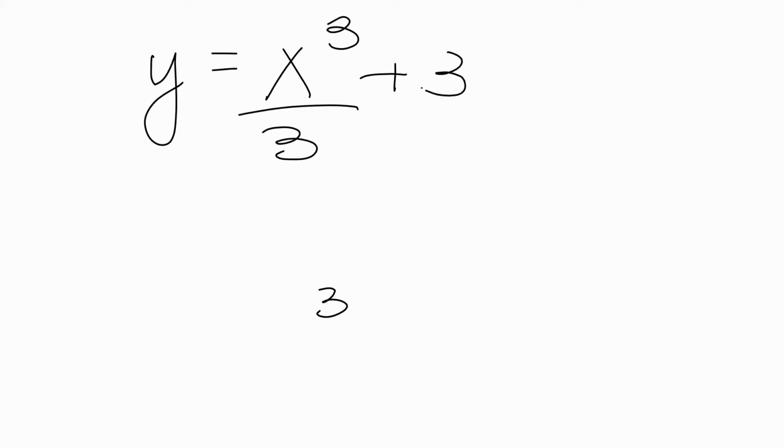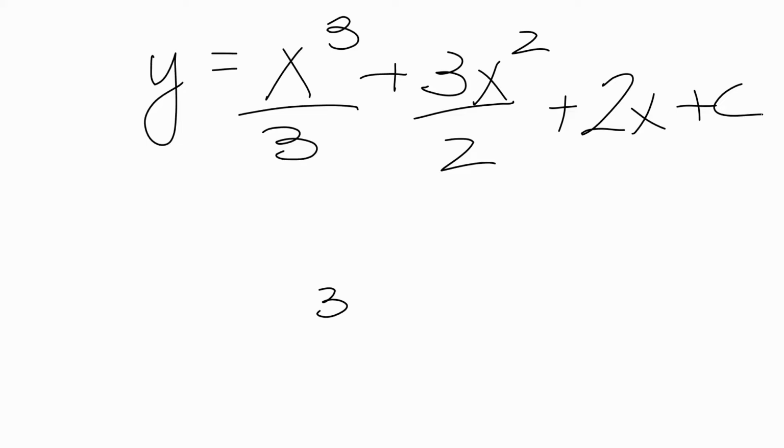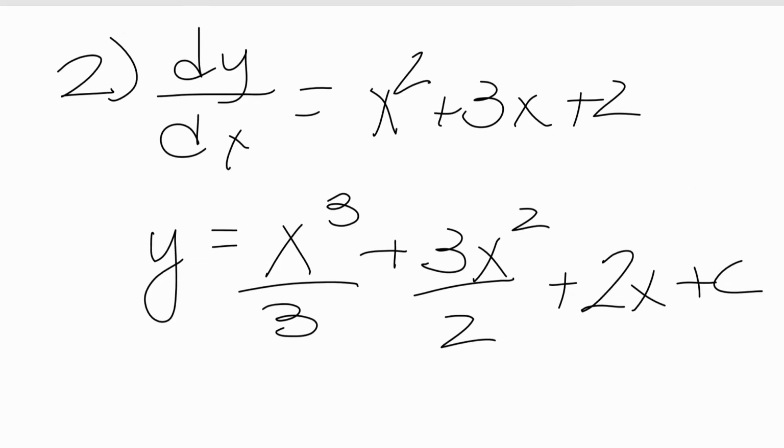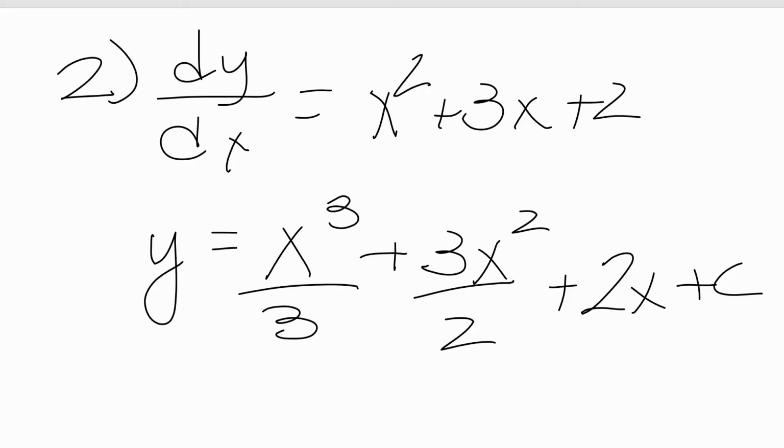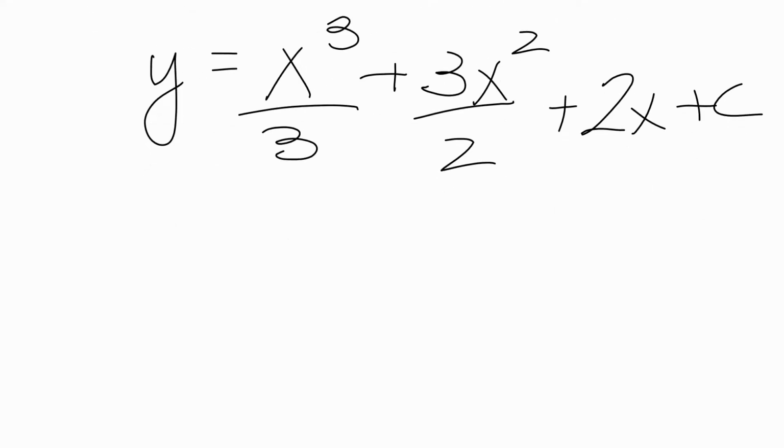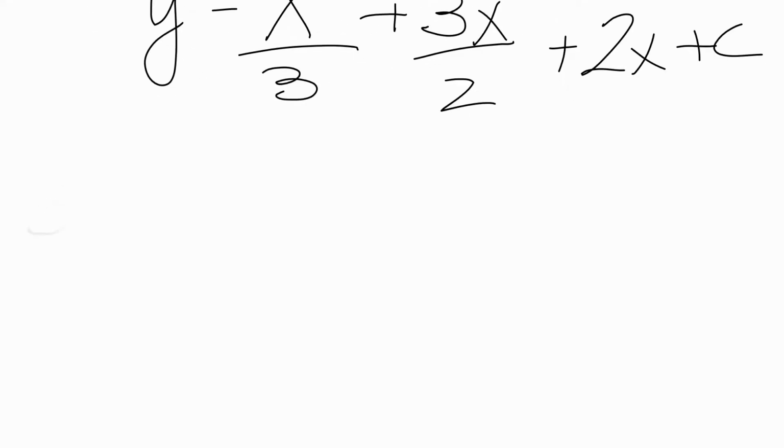The 3x, leave the 3, add 1 to the exponent, divide by the new exponent, plus the antiderivative of 2 would be 2x. Don't forget your plus c. For this one, nothing can be reduced, so you can go ahead and leave it just like that. That is a perfectly fine answer: the antiderivative of x squared plus 3x plus 2 is x to the 3rd over 3 plus 3x squared over 2 plus 2x plus c. All right, next one, number 3, before we make it real interesting.